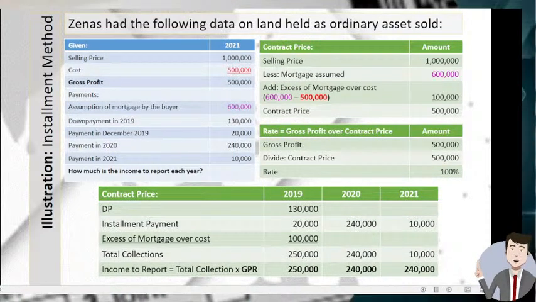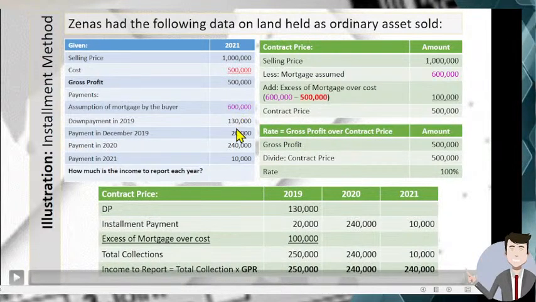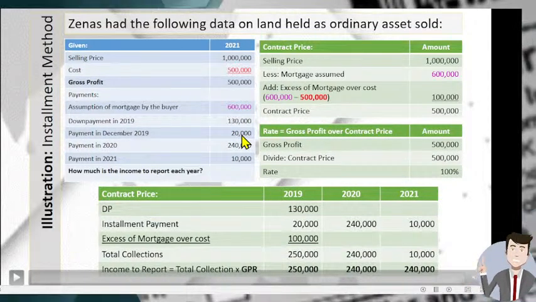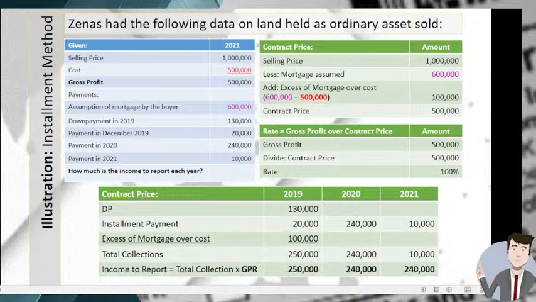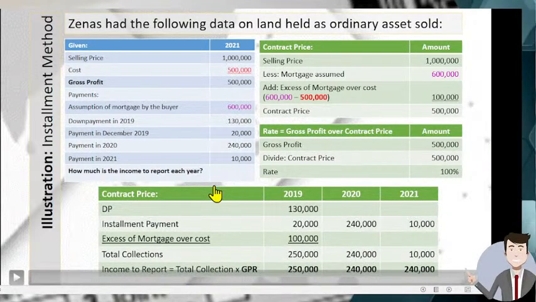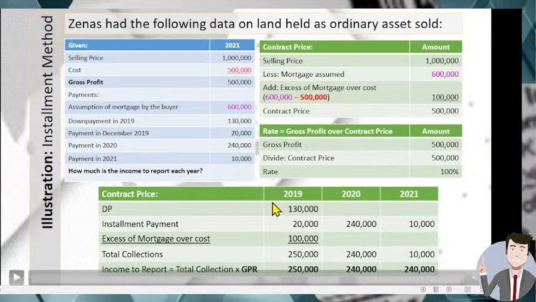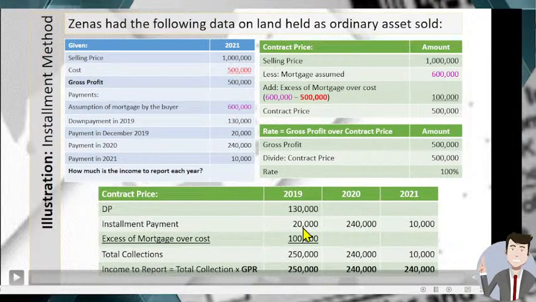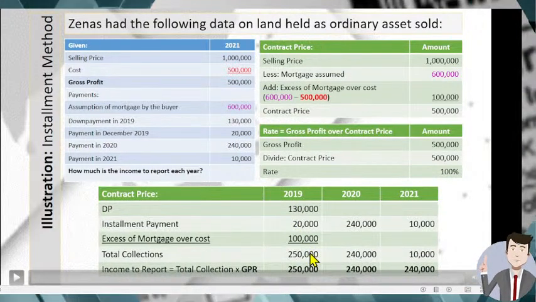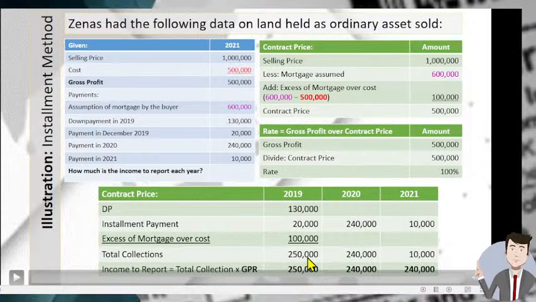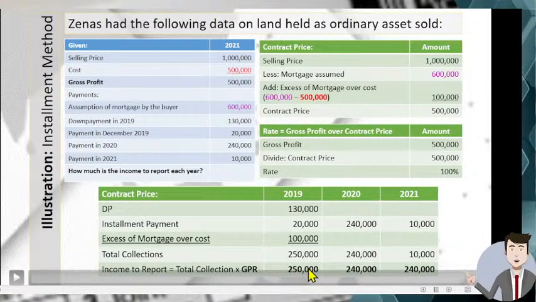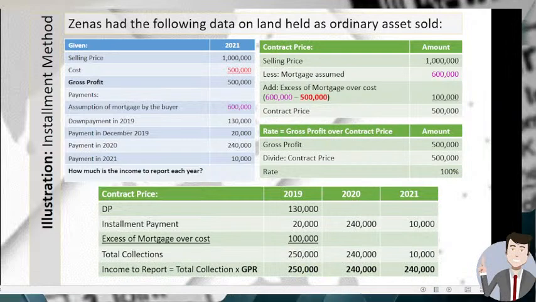Okay? So for year 2019, we have received 130 as down payment and we have received an additional 20,000, and as discussed earlier, if the mortgage assumed is more than the cost, the excess should be considered as a collection. So that's why the excess of 100 should be added together with the down payment and the installment payment. Okay, so the total collection on the year of sale is 250,000 multiplied by the computed rate of 100%, that gives us 250.